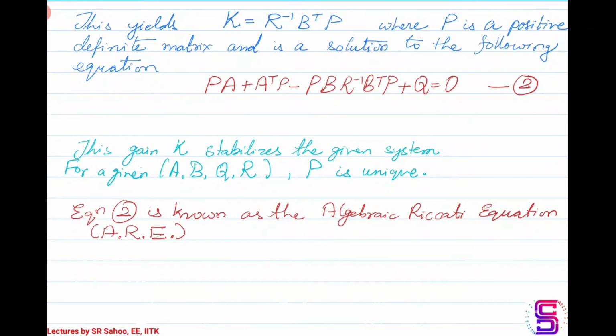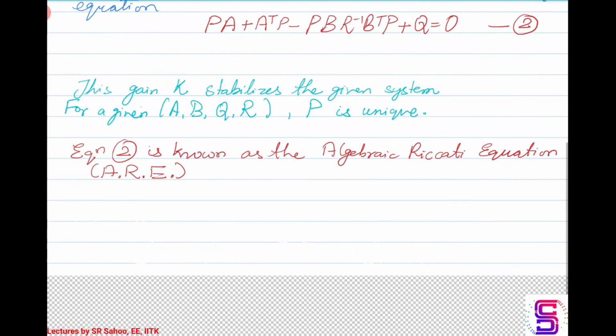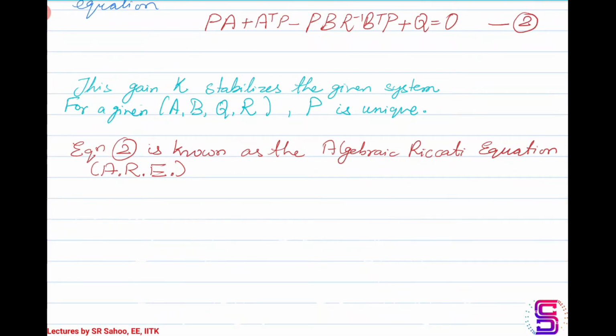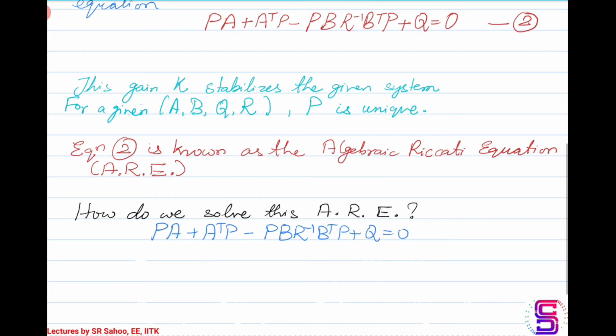Now the equation 2 that you see here is also known as the algebraic Riccati equation. So we need to solve this algebraic Riccati equation, or the ARE, to obtain this P matrix, and once we obtain the P matrix, we will be able to obtain the control gain matrix K. Now the question is, how do we solve for this ARE?